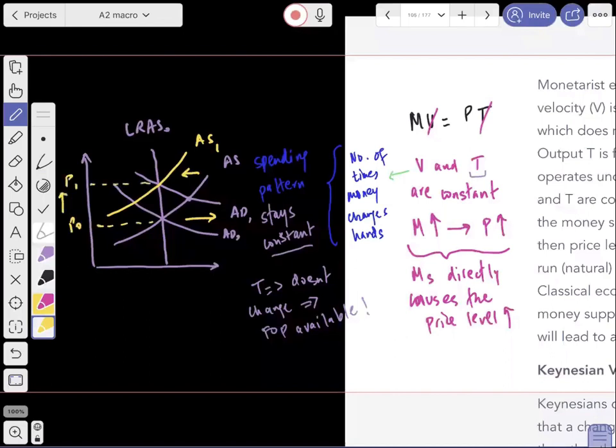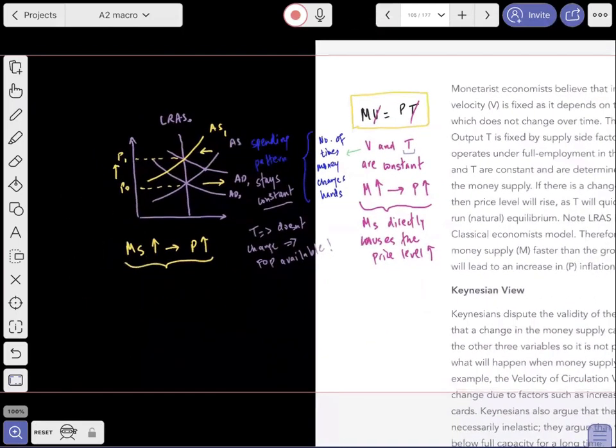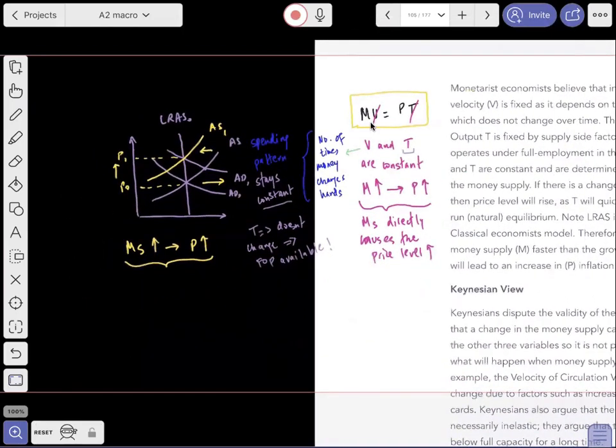So the idea goes this way. This diagram, by the way, is an older thought that I just brought, but classical and monetary economists are agreeing on the idea that money supply can make the price level go up. According to classical, it happens because of the MV equals PT theory, where V and T are constant. So whenever money supply goes up, it directly makes the price level go up. Now, Keynesians have a counter argument to it.